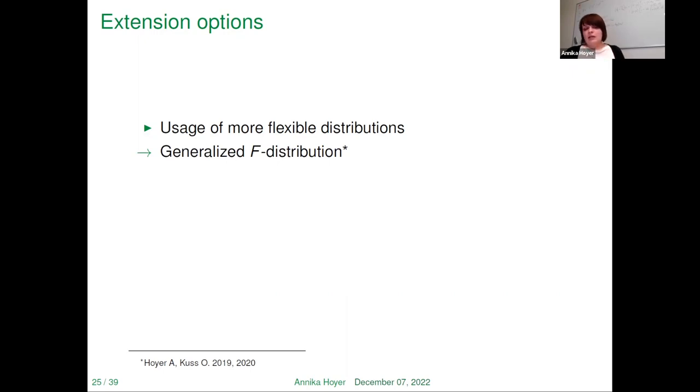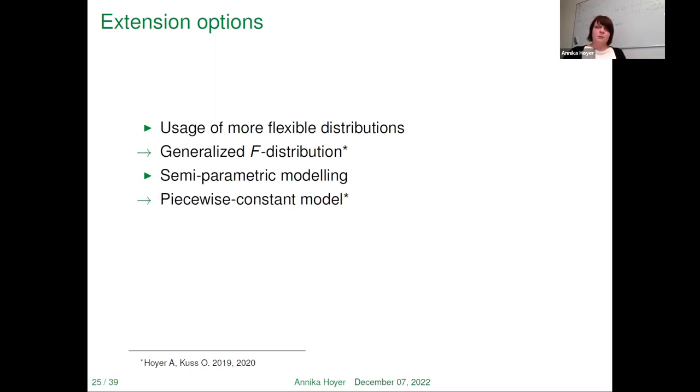So we can make model comparisons using the AIC or BIC, and we can also apply the generalized F distribution, which has four parameters and is therefore more flexible compared to the Weibull or log normal distribution, for example. Another way would be to use a semi-parametric approach, which comes along with fewer assumptions regarding the distributions, which leads to a so-called piecewise constant approach, or, and this is what we are currently working on, we can also apply our copula concept to estimate full ROC curves.